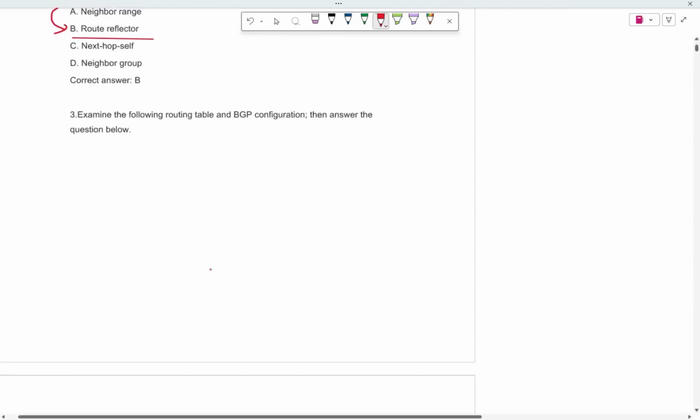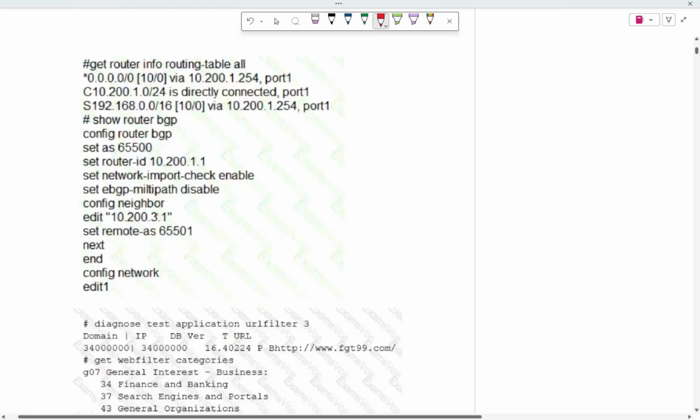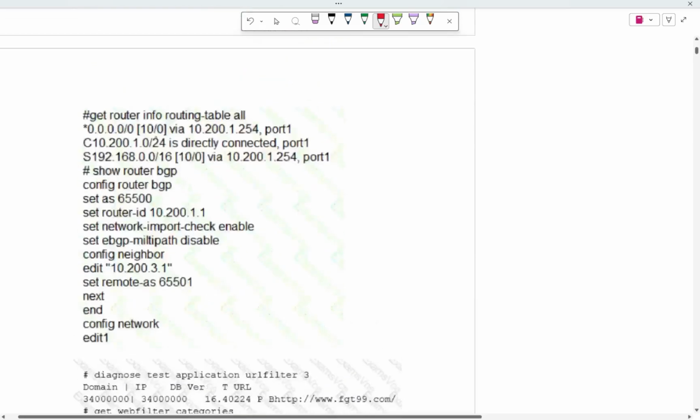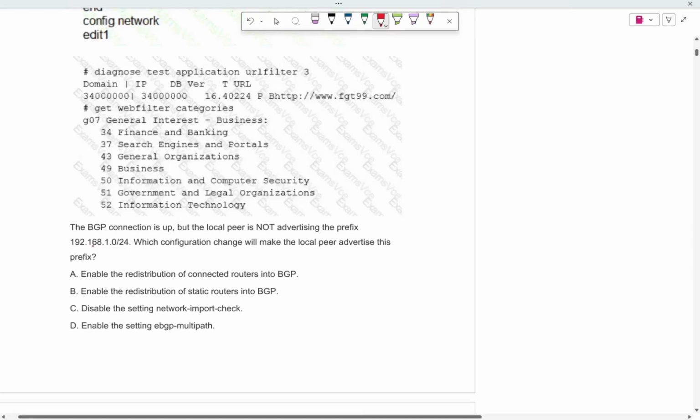Right? Then, for the third question, it says, the question stem is about BGP session establishment, but from the neighbor peer's side, it hasn't received. Which route hasn't been received? The 192.168.1.0 route.